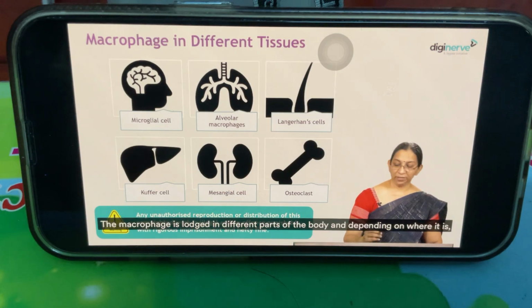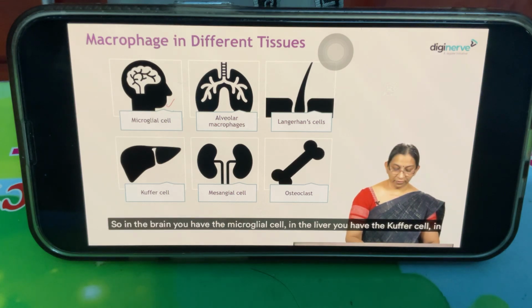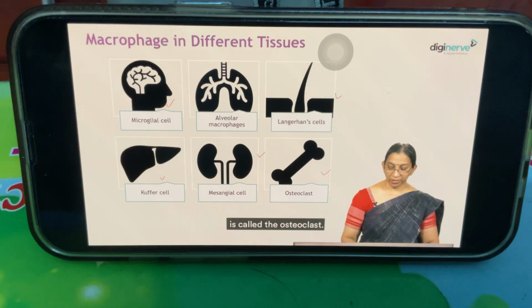The macrophage is lodged in different parts of the body, and depending on where it is, it's named differently. So in the brain, you have the microglial cell. In the liver, you have the Kupffer cell. In the kidney, you have the mesangial cell. In the skin, Langerhans cells. And in the bone, it is called the osteoclast.